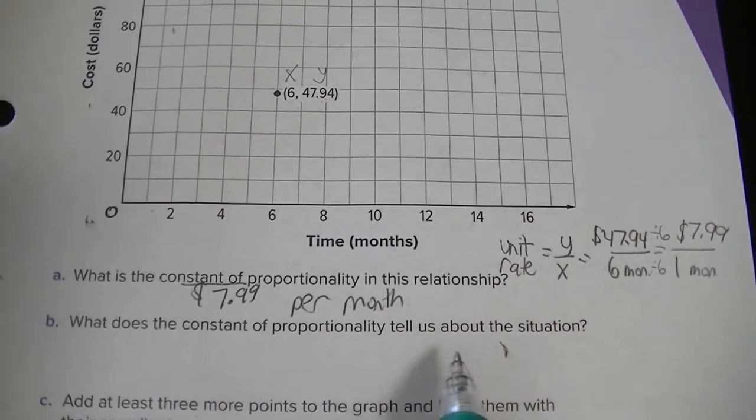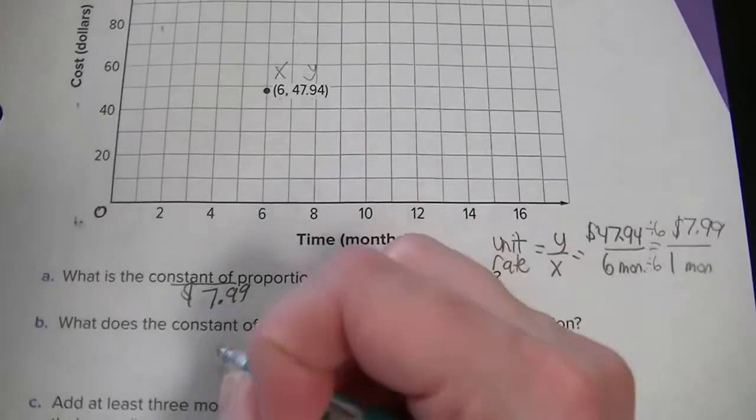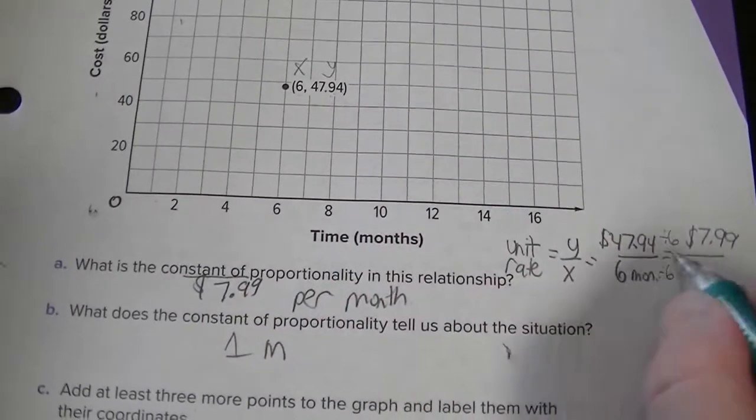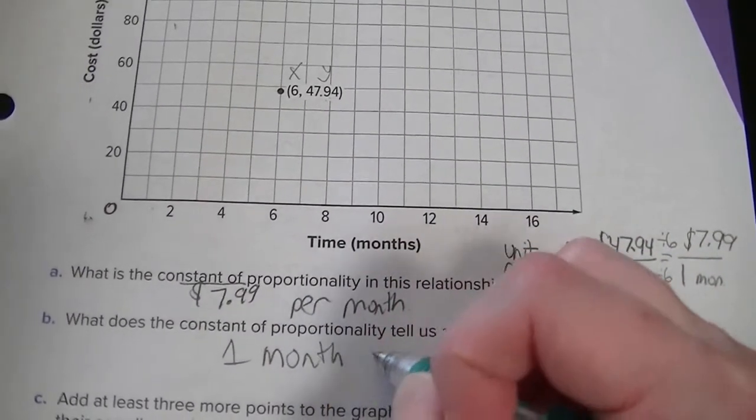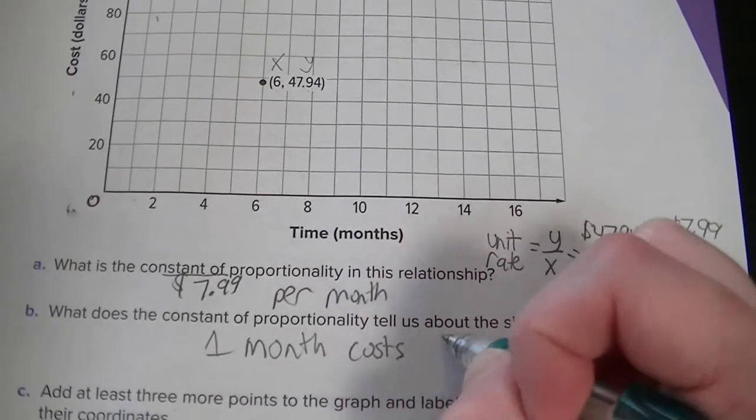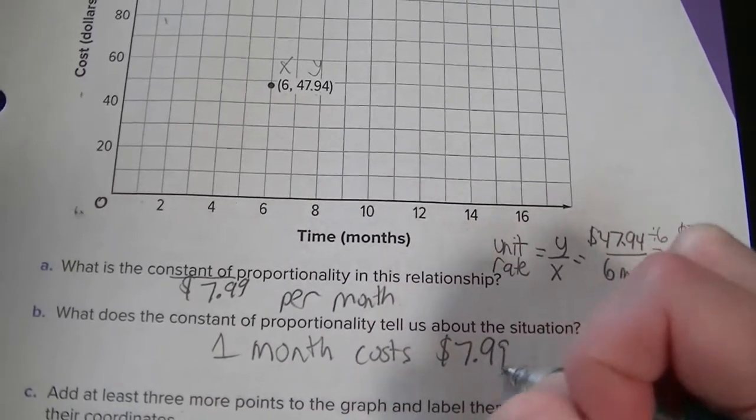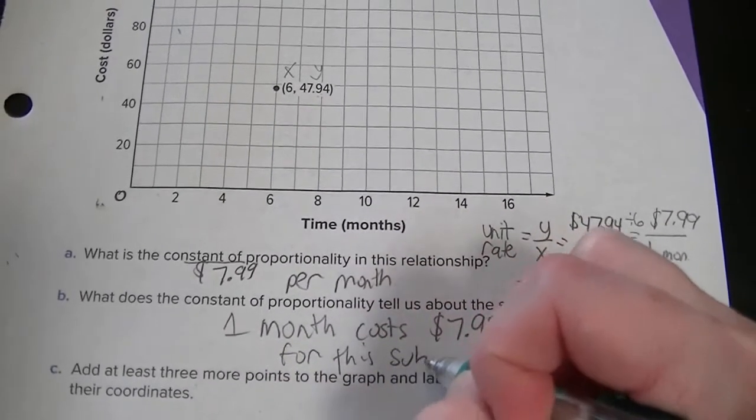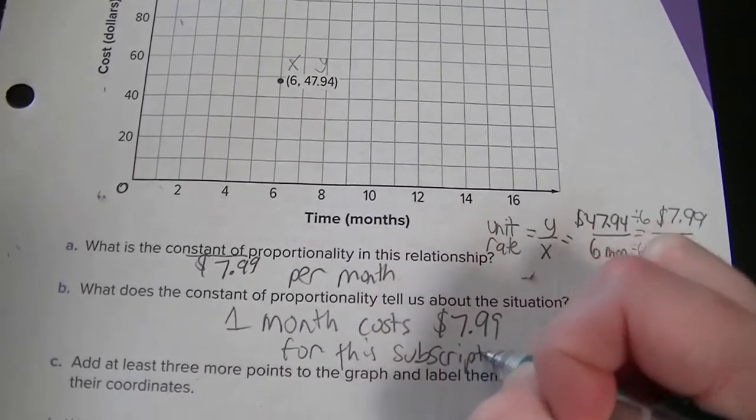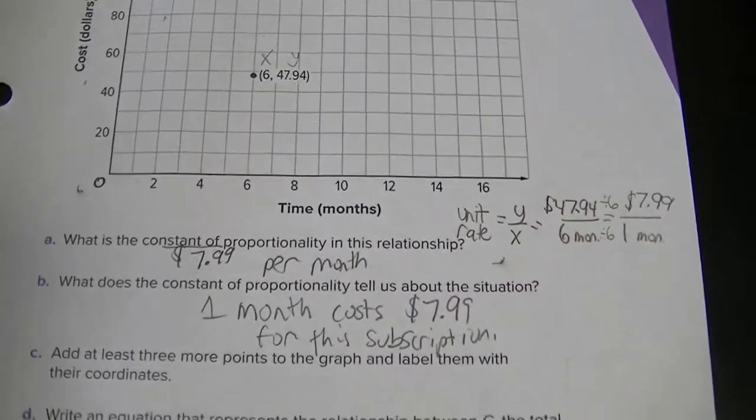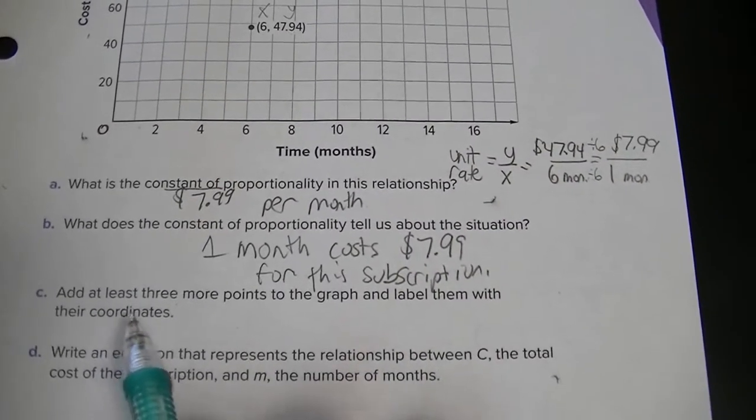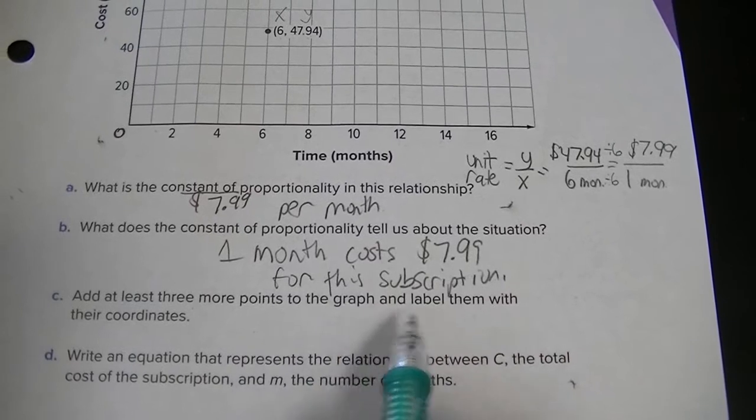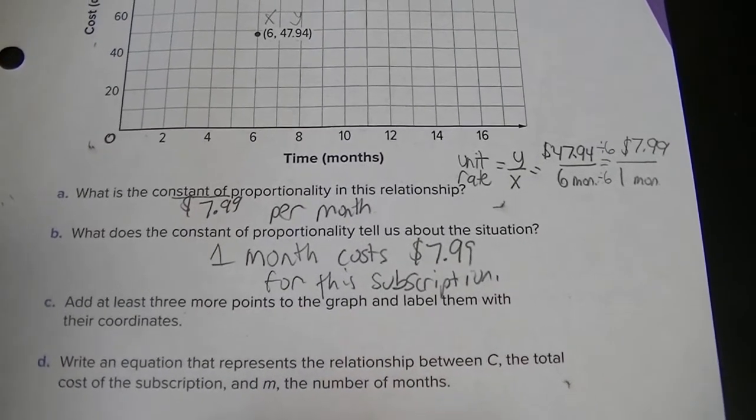What does the constant of proportionality tell us about the situation? 1 month, we get it right there, costs $7.99 for this subscription. Letter C. Add at least 3 more points to the graph and label them with their coordinates.